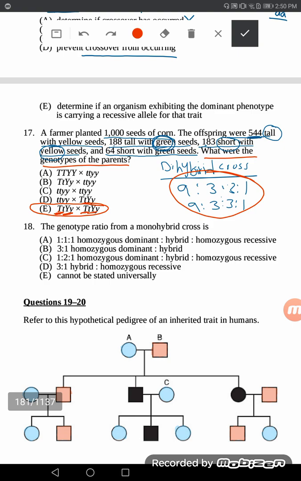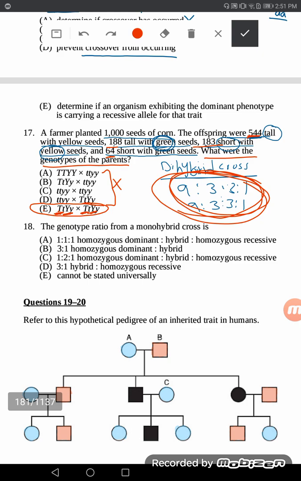Okay, both traits, they should be heterozygous for both traits. So the answer for the question is E. When we are crossing these two plants, we can get a ratio like this, which is very similar to 544, 188, 183, and 64. Why in the other four cases we cannot find such variability or such ratio? So I hope it's clear.